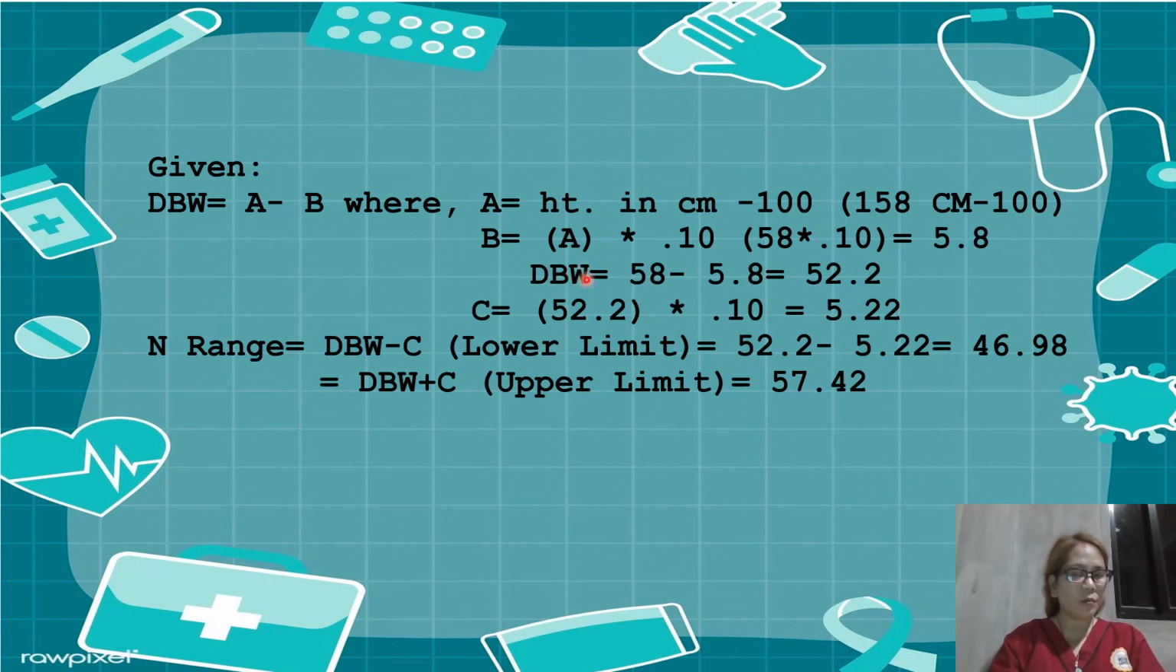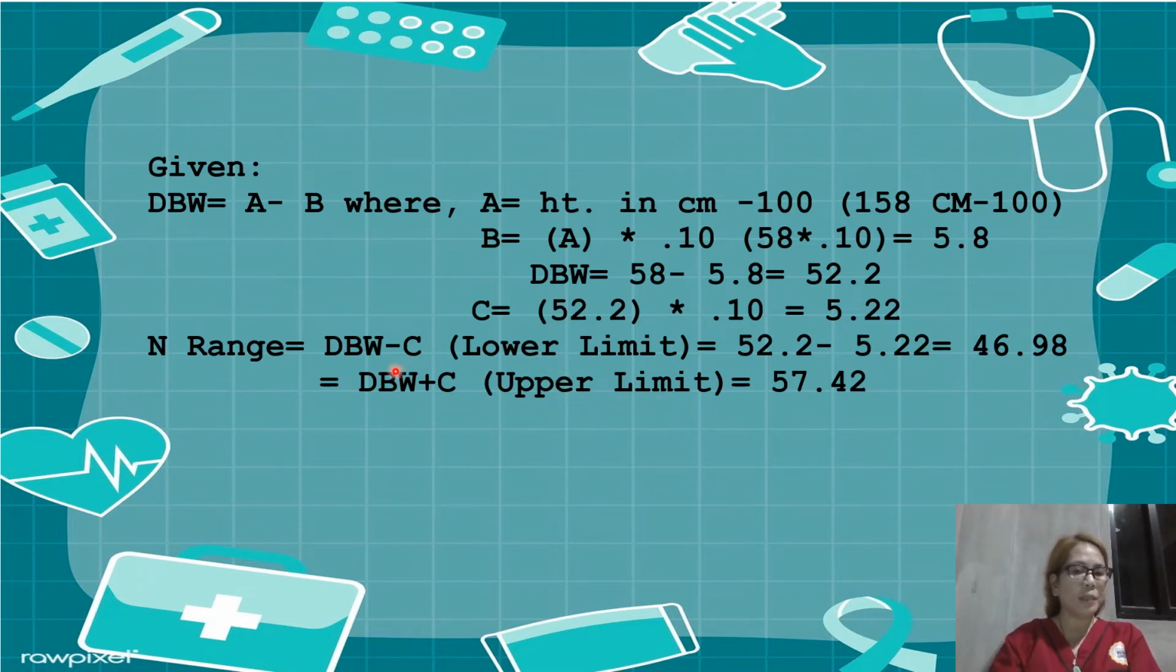So we need to compute for C for us to know the lower limit and the upper limit. Ibig sabihin, ito yung pinakamababang timbang at pinakamataas na timbang if your height is 158 in centimeters. To compute for C, you have 52.2 multiplied by 0.10. Itong 52.2, this is the desirable body weight ng formula, multiplied by 0.10, which is constant again. So that will give you 5.22. So these are the normal range, no? The lower limit and the upper limit.